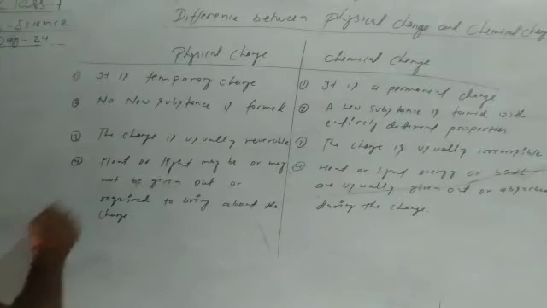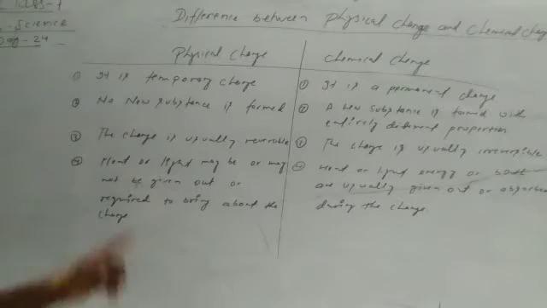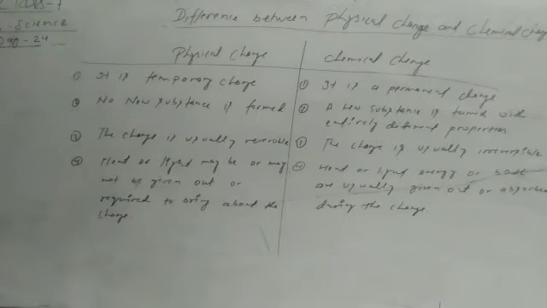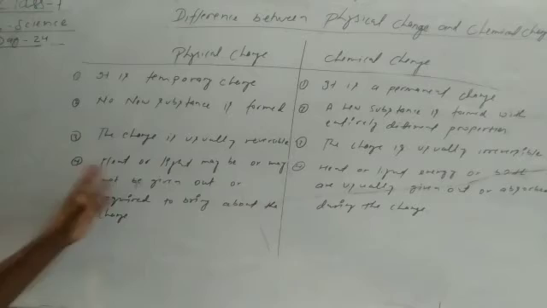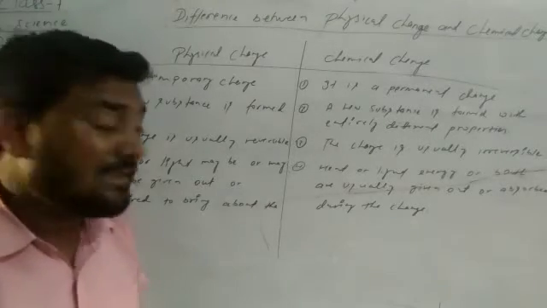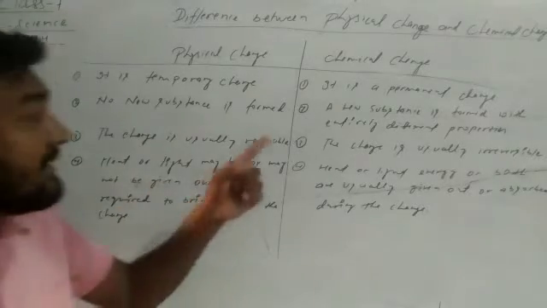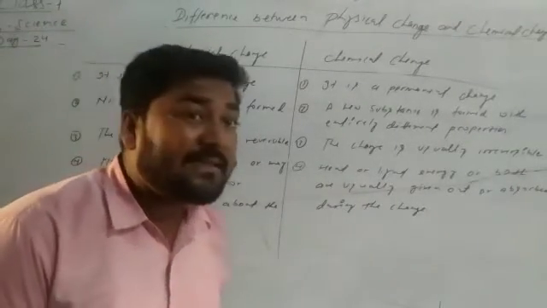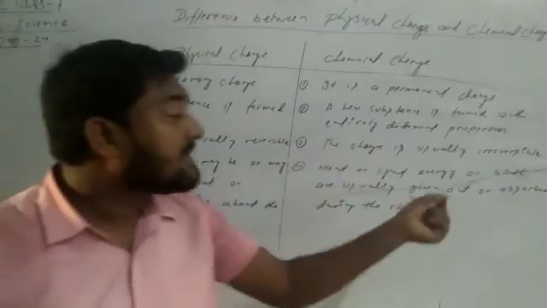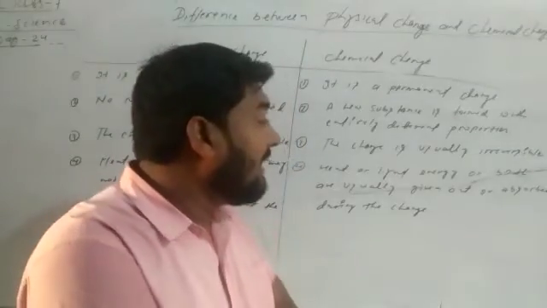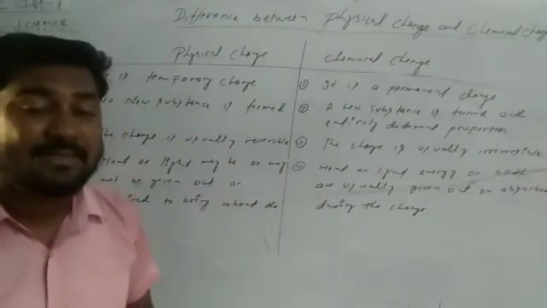Fourth number: in physical change, heat or light may or may not be given out or required to bring about the change. But in chemical change, heat, light, energy or both are usually given out or absorbed during the change.